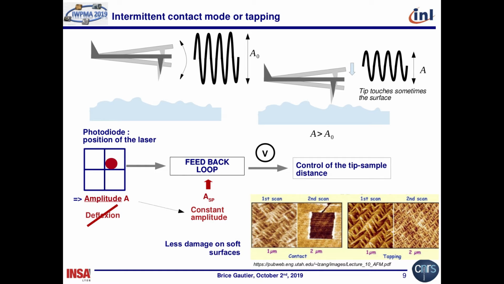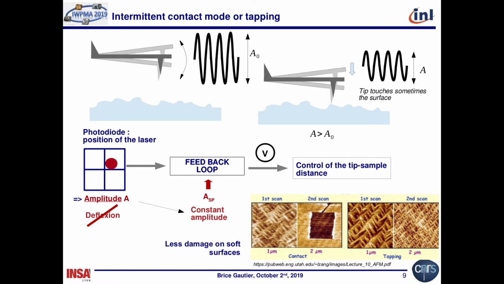Okay, there is an intermediate mode. I won't tell much about this one because it's not the purpose for PFM, which is called the tapping mode. Well, you are in non-contact mode, but not exactly. You are in tapping mode. So you approach the lever sufficiently close to the surface so that it taps the surface for a certain amount of time. And this is called the tapping mode because of that.